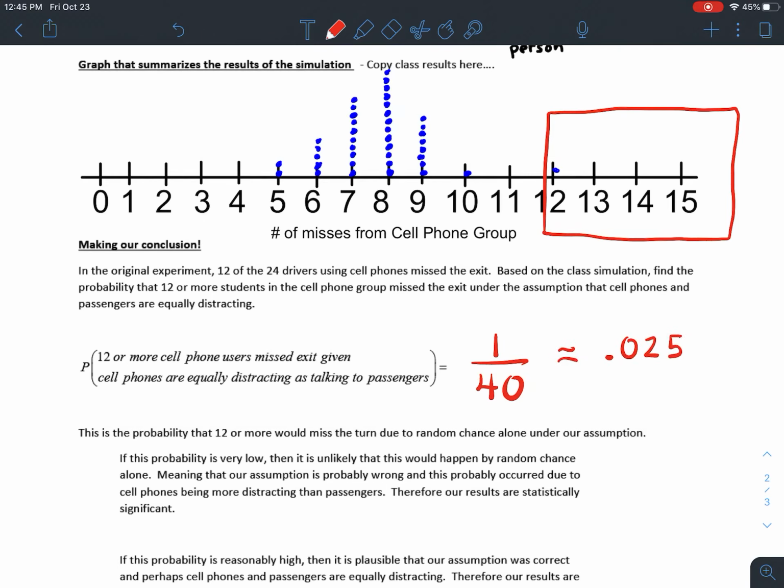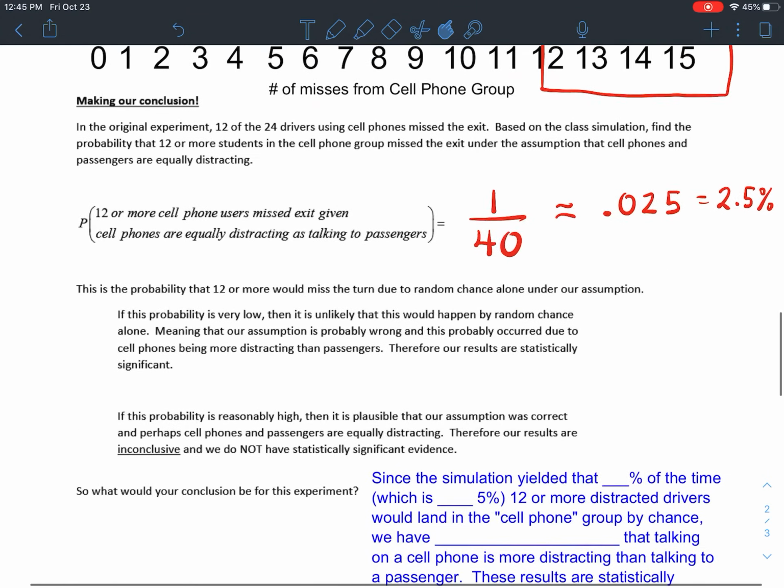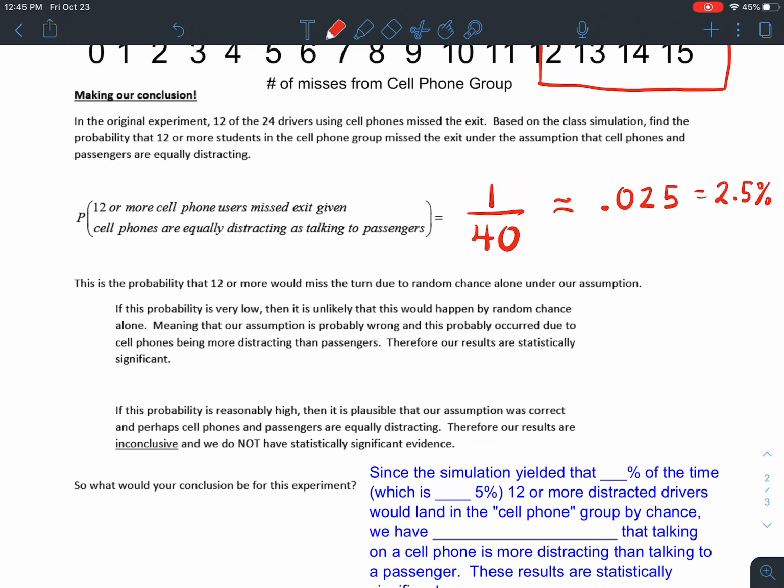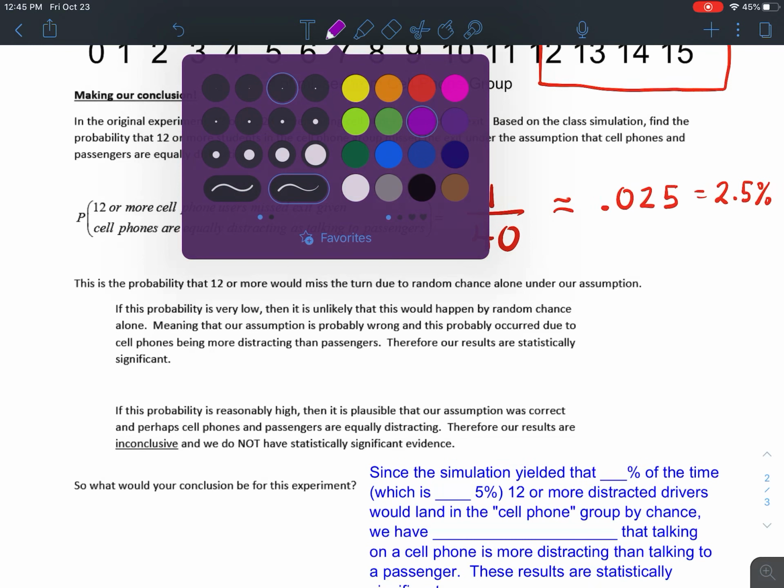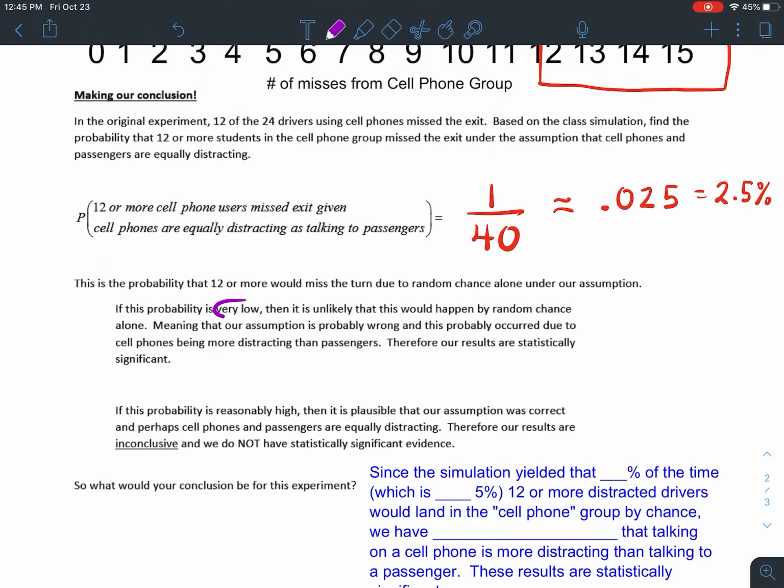So I'm going to divide 1 by 40 to see what my percentage is. That comes out to about 2.5% of the time, through random chance, that I'm looking at 12 of those 15 distracted drivers randomly being placed into the cell phone group. So if this probability is very low, and very low means under 5%, then that means it is unlikely that this would have happened by random chance alone.